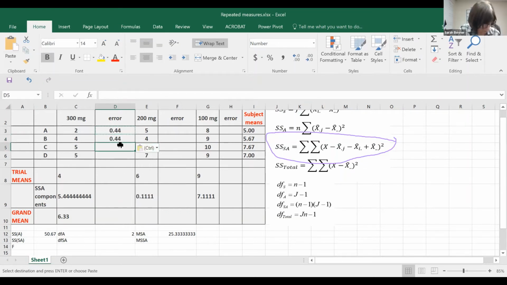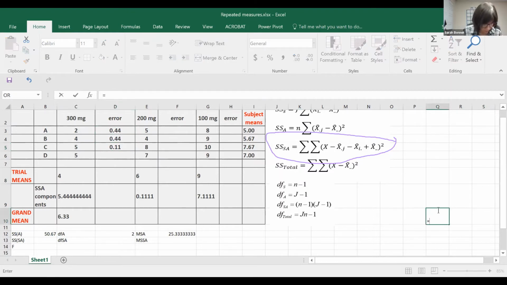0.44, 0.11, does that look right? So that would be 4 minus 4, which is 0, minus 5 is -1, plus 6.3 is 5.3, equals 5.3 squared. Ugh, of course I'm wrong. Do that again. I'm sorry, but you know, I check things.